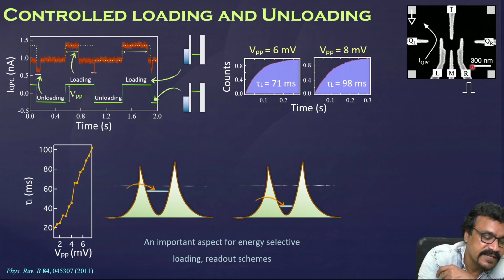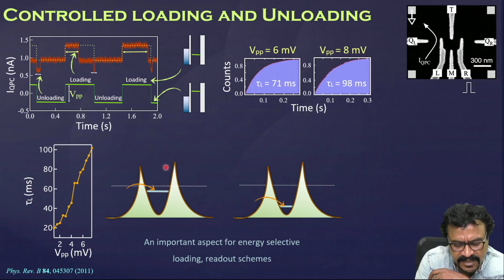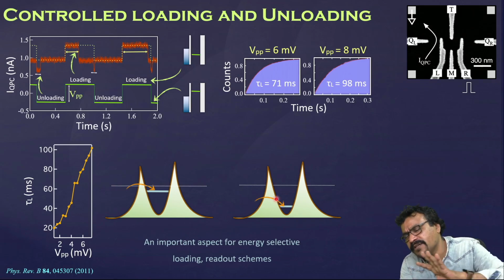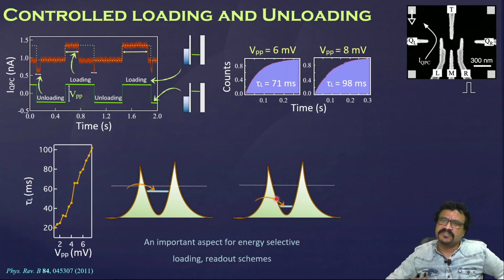And also you can see that unloading times are always shorter. Okay, the unloading part is here. That is because for unloading, the level is up and the barrier is thinner. Not only that, there are plenty of states available here to unload. For loading, there is only one state to load into and the barrier is thicker. So, unloading times are always shorter. So, unloading is always assured because it is a fast process.